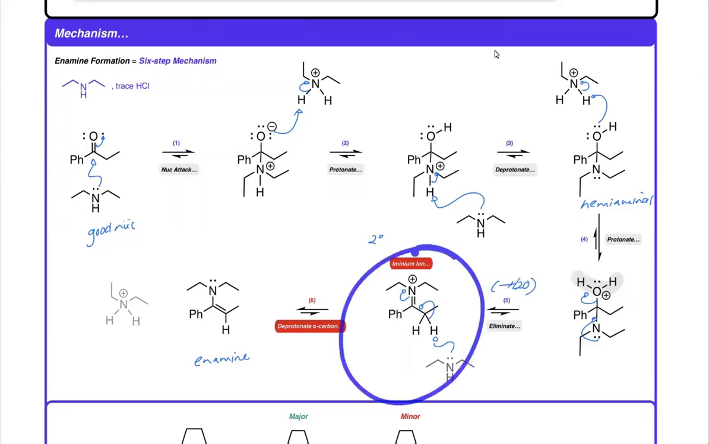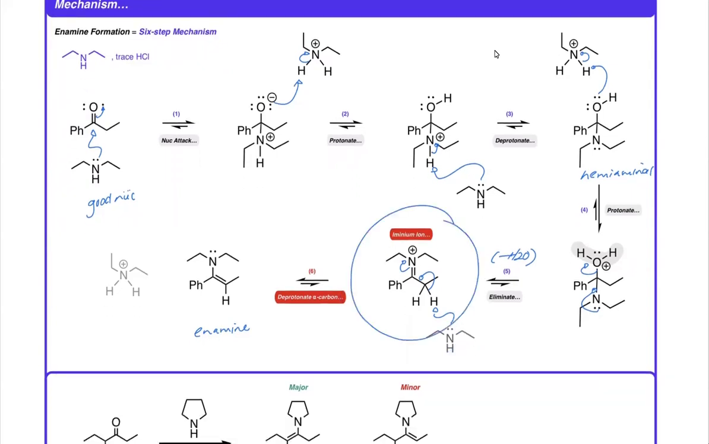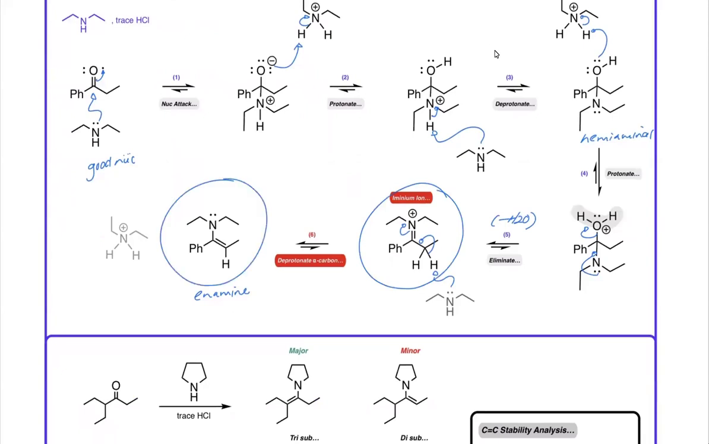But now that we've eliminated our water leaving group and we've generated this iminium ion, because we started off with a secondary amine, at this stage there is no hydrogen on the nitrogen atom directly. So we have to get creative. We alleviate the charge on that nitrogen atom to form our enamine by eliminating and deprotonating the alpha carbon. So you need to show your amine in solution grabbing an alpha hydrogen.